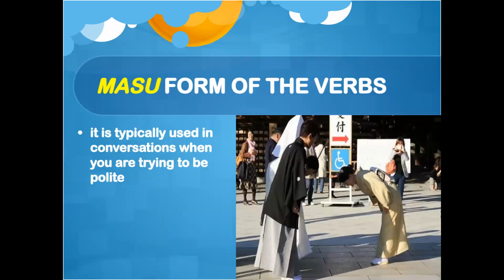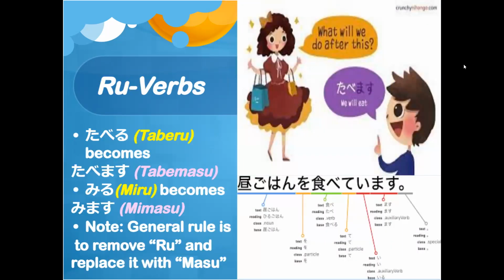So let's proceed to the next topic for this session, which is the MASU form of the verbs, which are typically used in conversations when you are trying to be more formal or to be more polite. So in making the MASU form, we'll have first the group 2 or the Ru-verbs. For example, taberu, which becomes tabemasu.